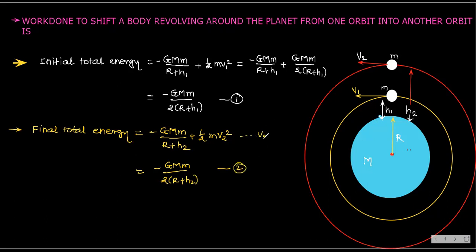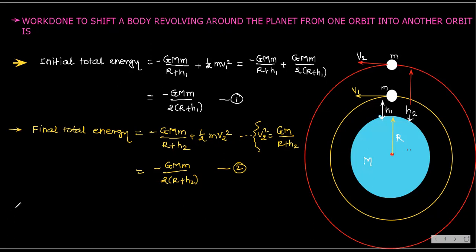You can substitute v2 squared equal to GM by (R plus h2), because v2 is root of GM by (R plus h2). If you substitute this and take the LCM, you will get this value. Okay, right. Now you have the final total energy and the initial total energy.